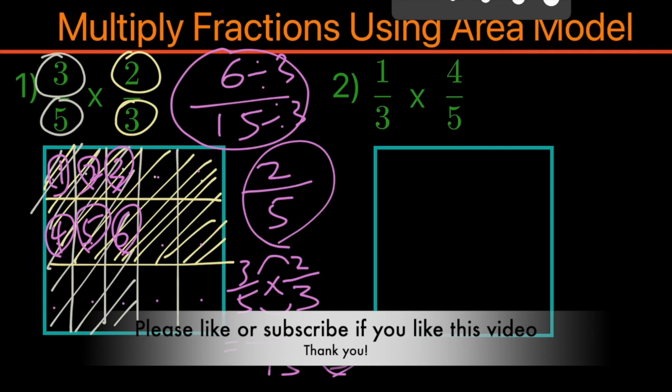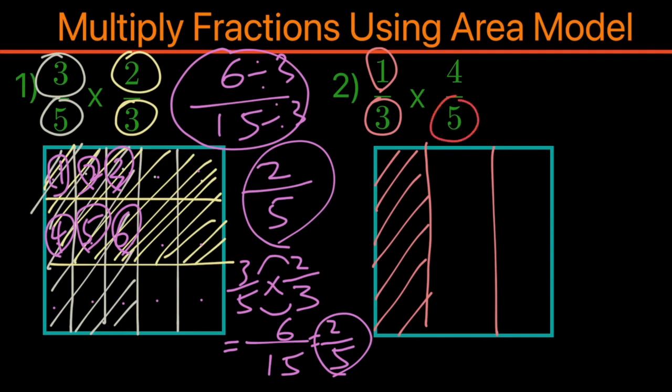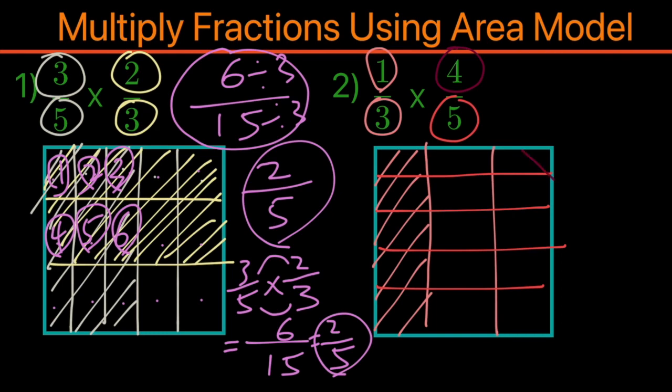Now let's look at the second example. 1/3 times 4/5. So first we look at the denominator, and we need to separate this into 3 sections. We need to shade one of them. We're going to look at the second fraction with 5. Divide this in 5 sections. The numerator of 4 means that we need to shade 4 of them. So we're going to shade the 4 sections out of the 5, which will be like so.